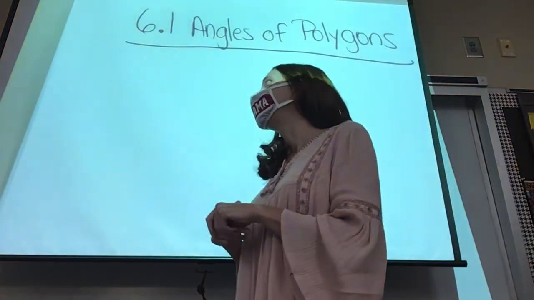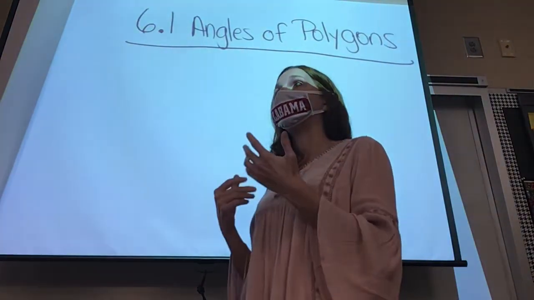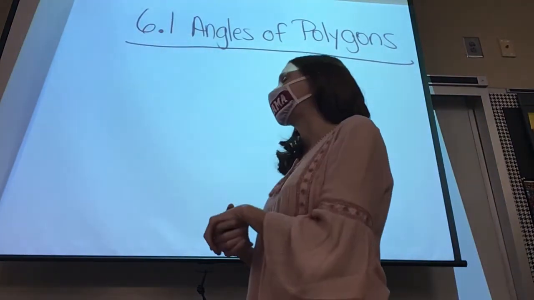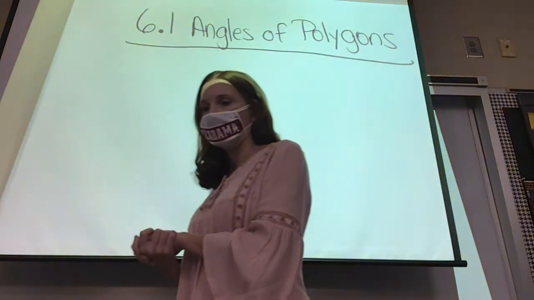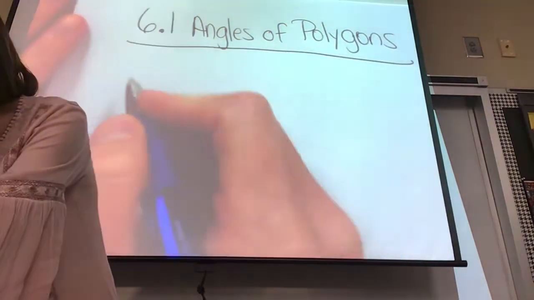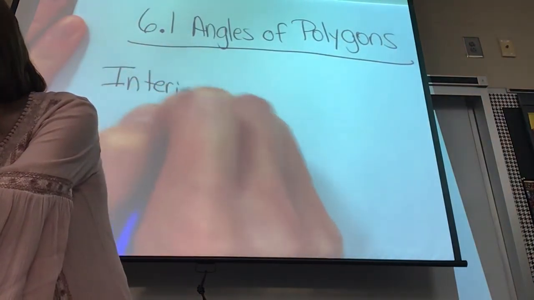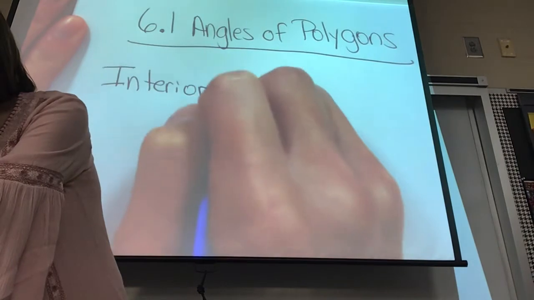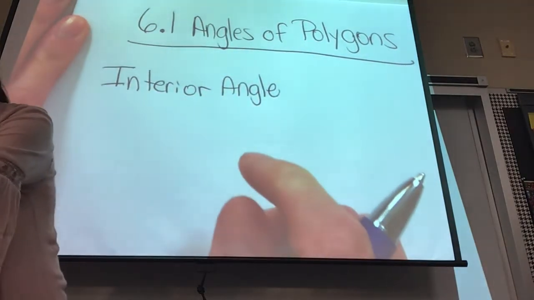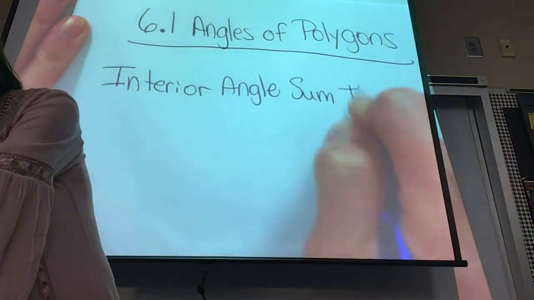Now, we're not dealing with triangles anymore. We're going to be dealing with other shapes. For the first part, I'm not actually going to draw any shapes. We're just going to talk about it for a little bit. The first thing that we're going to do is find the interior angle measures. This is going to use what we call the interior angle sum theorem.